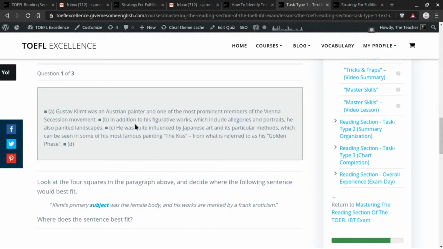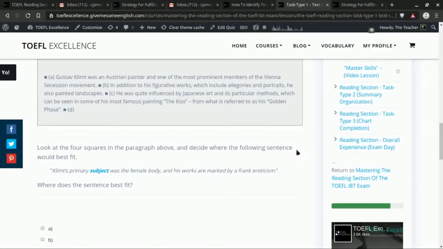All right. "In addition to his figurative works, including allegories and portraits, he also painted landscapes." Now, here we see the phrase "in addition to." Well, that's a good clue that there's some missing information right here. Because "in addition to" means that it has to be adding to something which was already talked about. Now, it can sometimes be referring to something after, but almost never.